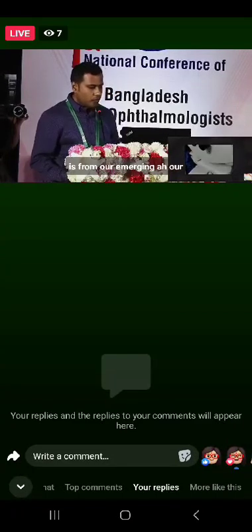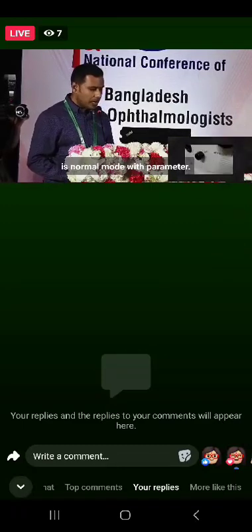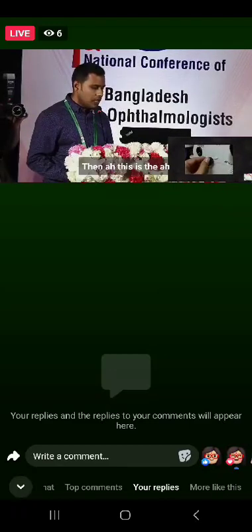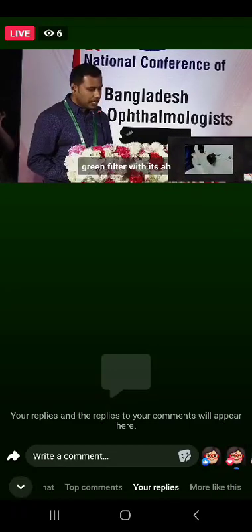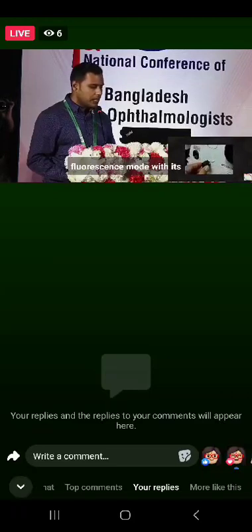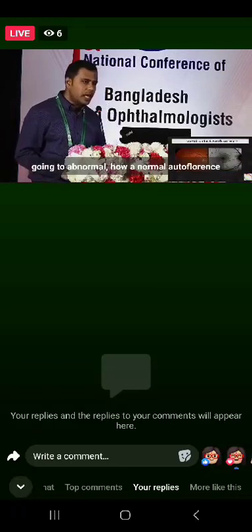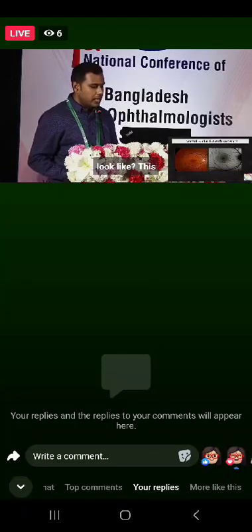This video is from our imaging room at our center. This is the normal mode with its parameter. Then this is the green filter with its parameter. And now the blue light, that means autofluorescence mode, with its parameter. So before going to abnormal, how does a normal autofluorescence look? This is the picture of a homogeneous background of normal autofluorescence.